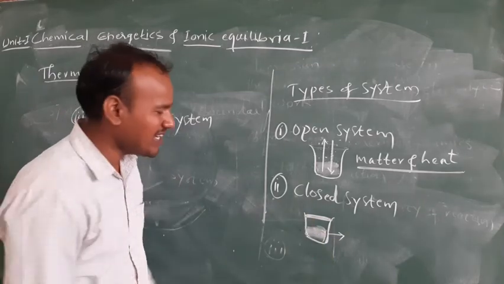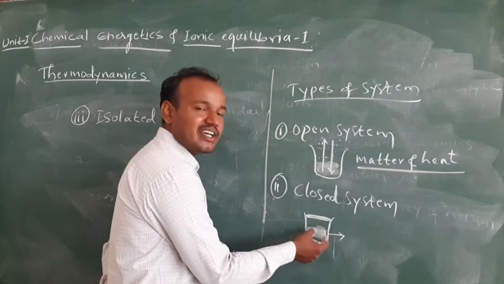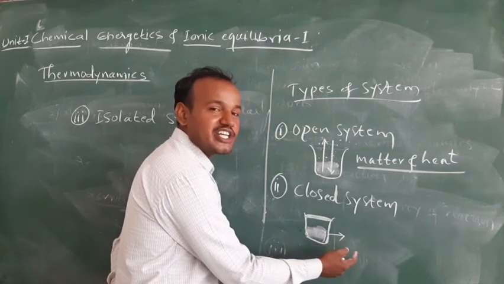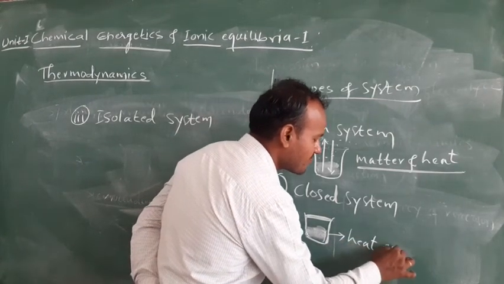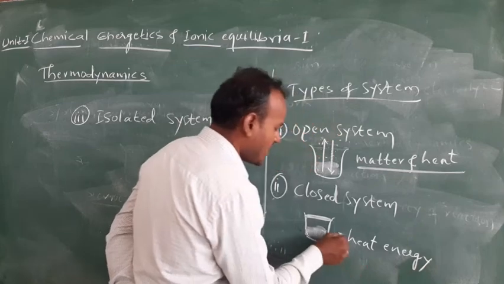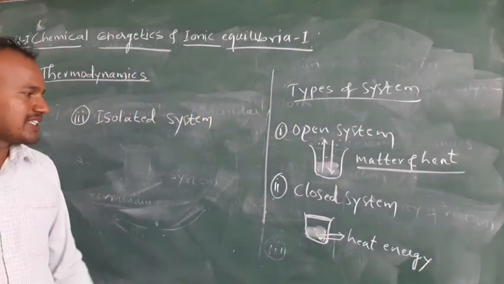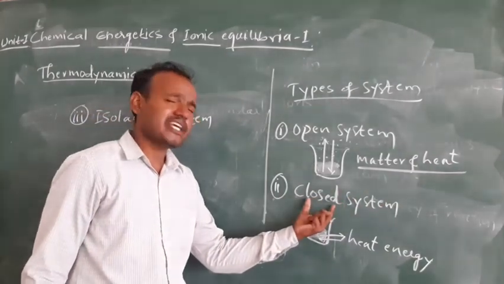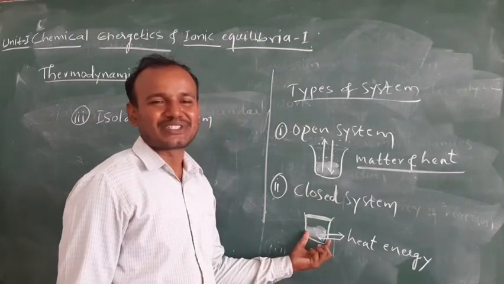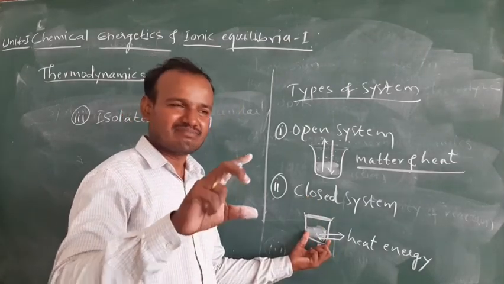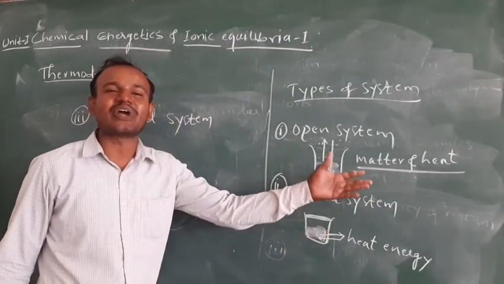So what will happen here? The materials or constituents or matter present in the system are not exchanged with the surroundings, but heat energy is exchanged between the system and the surroundings. It is called a closed system. The name itself says closed. What is closed? The matter is closed in the system. It is not exchanged with the surroundings. So that's what closed means. It will not exchange matter.